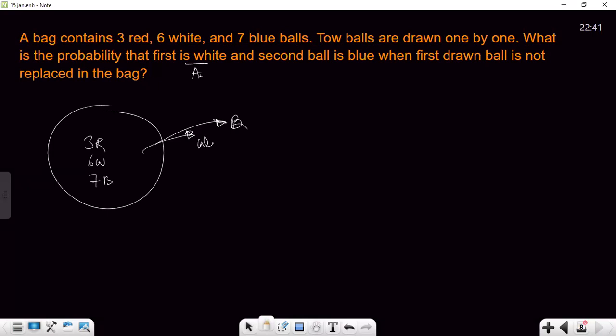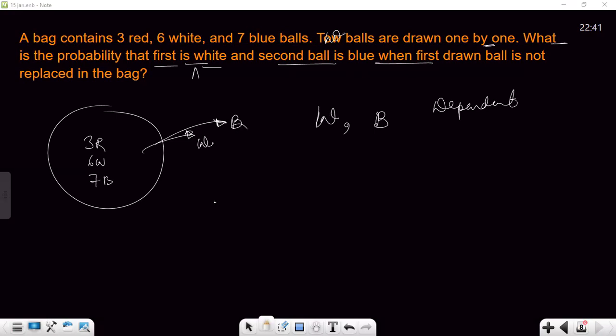Actually, no, it's not given like this. This is a spelling mistake. Two balls are drawn one by one. What is the probability that the first is white and second ball is blue? It's not given like that the first ball is white only. We also have to discuss the probability of the first being white and the second being blue. So what we are saying is that first has to be white and then it has to be blue. So they are both dependent events. So the simple fundamental principle of counting will be applied.